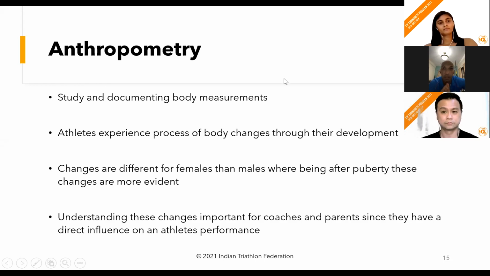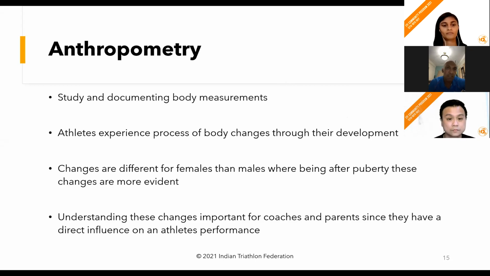Changes are going to be different. Again, that's the point we keep on making about females. Be very, very careful and respectful. Changes are going to be different. Women will hit puberty at a young age, so you will see that rapid spurt of growth as compared to men. So be very, very careful dealing with that.